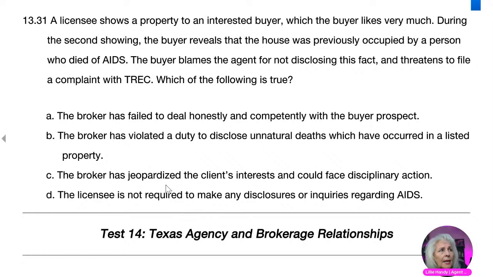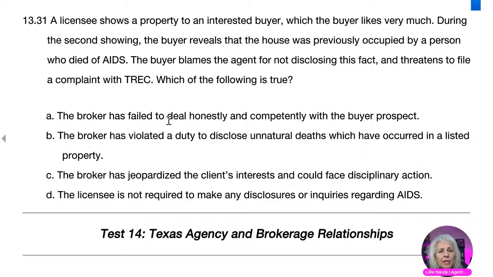All right, a licensee shows a property to an interested buyer, which the buyer likes very much. During the second showing, the buyer reveals that the house was previously occupied by a person who died of AIDS. The buyer blames the agent for not disclosing this fact and threatens to file a complaint to TREC, Texas Real Estate Commission. Which of the following is true? Does it have to be disclosed?